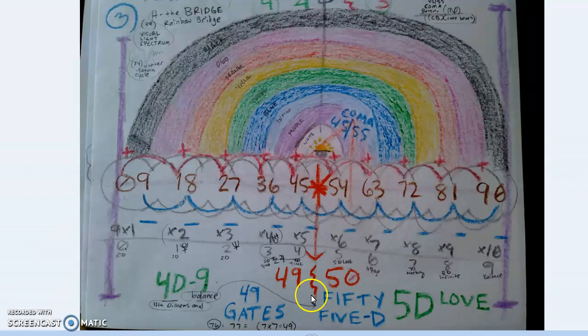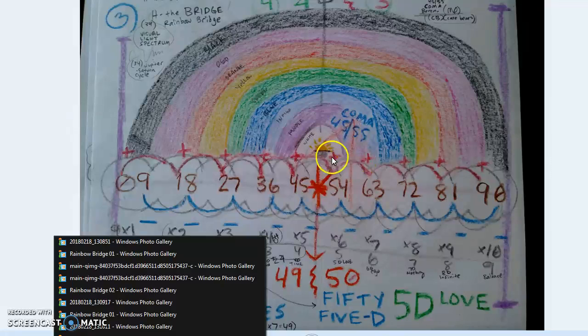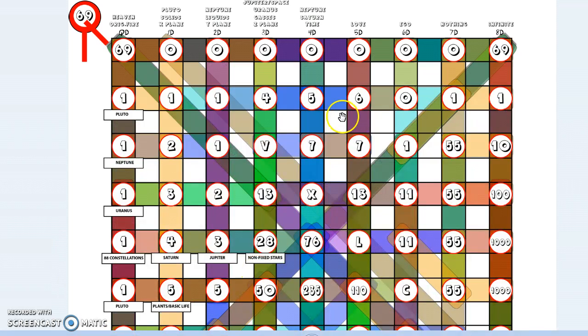So that's the 49th gate, I think. And then 50, 5D, love. We're crossing over to get to 5D, love. And it just makes sense. In 4555, it all makes sense. 4D to 5D.